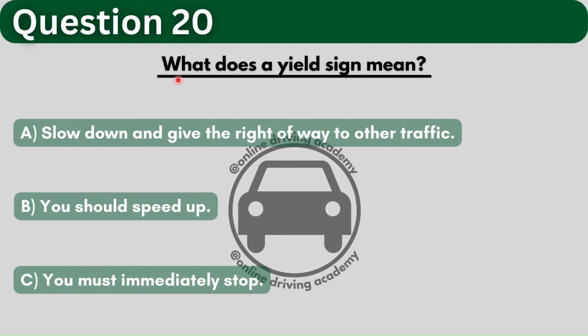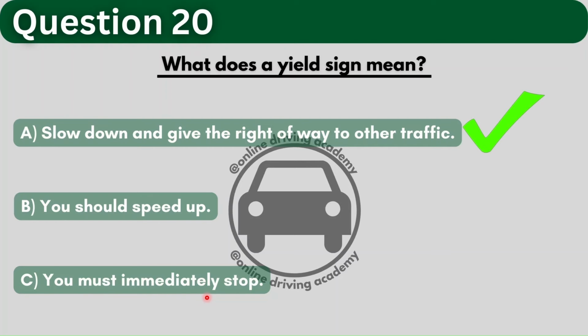Question 20. What does a yield sign mean? Is it option A, slow down and give the right of way to other traffic? Is it option B, you should speed up? Or is it option C, you must immediately stop? Correct answer here would be option A, you have to slow down and give right of way to other traffic.